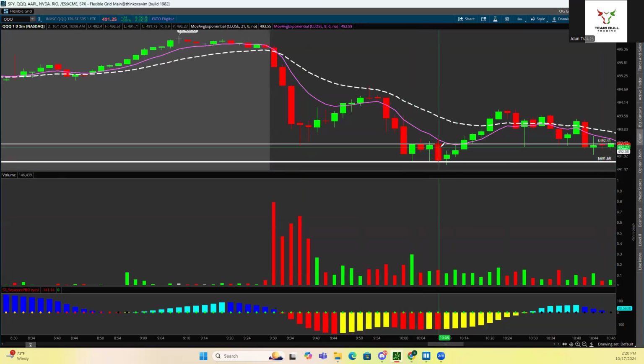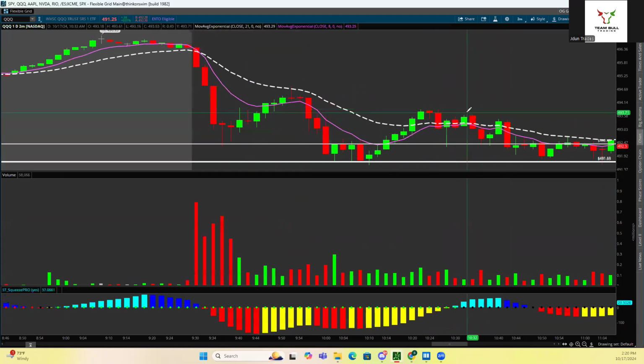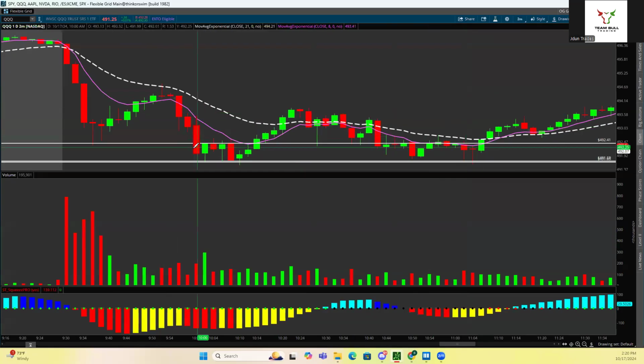So we sat here for a little bit. Yeah, we broke below it, very quickly reclaimed it. So was there any reason to stop out? No, because we didn't show weakness below it. And then we got a nice little pop up. Nothing crazy, but that's still $2 on QQQ, which actually is probably a very good move, right?